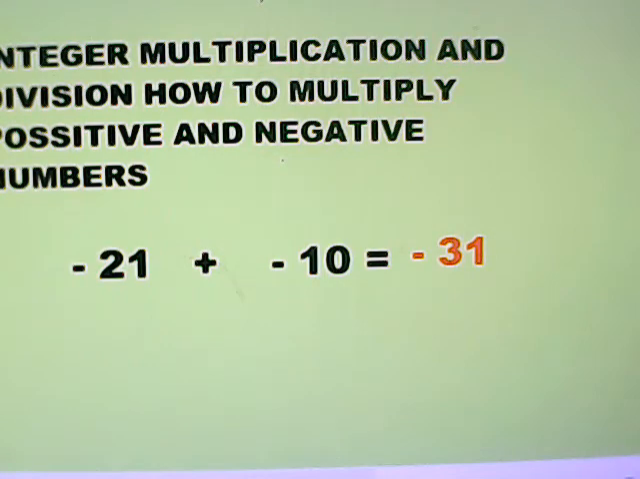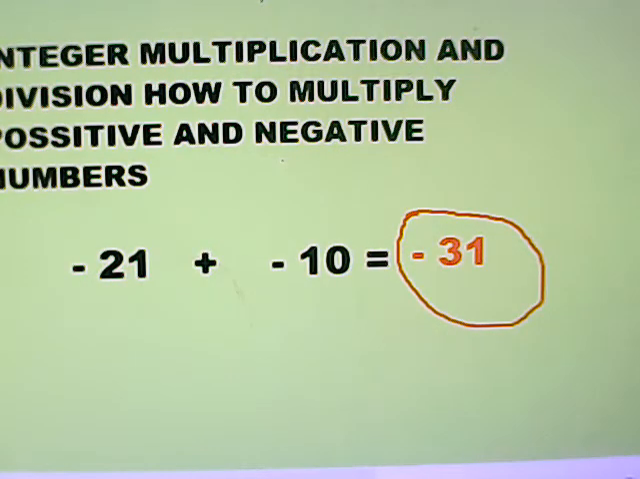Why is it negative? Because you just have to copy the sign of the highest number, which is negative. So it is negative. Because it is both negative, you have to add those numbers. So it is 31. So the answer is negative 31.